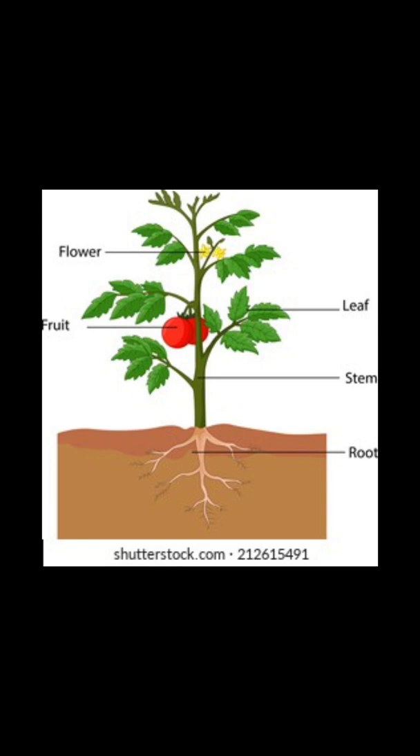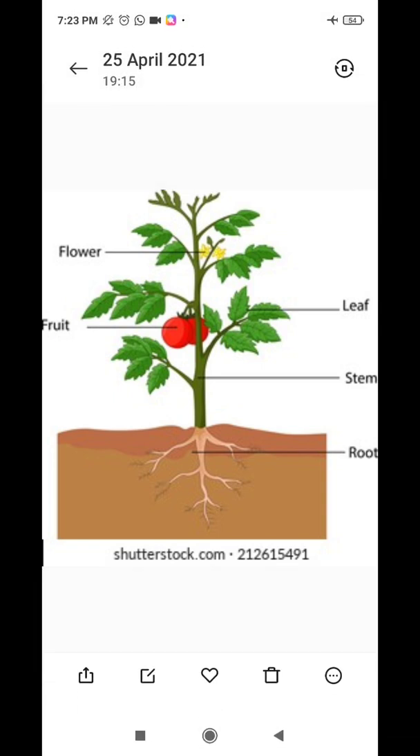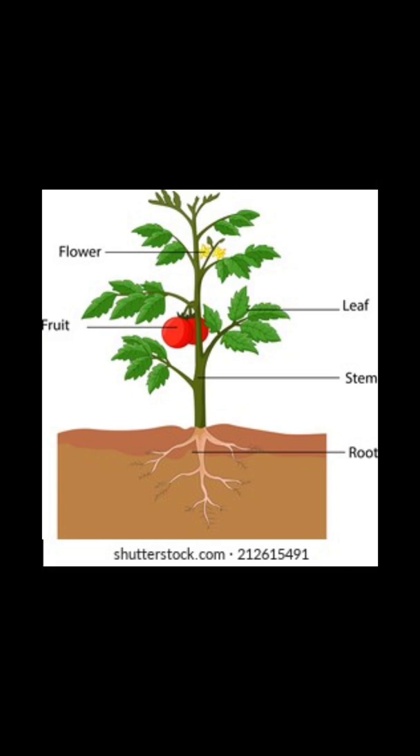And this red color part is called fruit. This is called fruit. And here the yellow portion which we can see, and you all can recognize it well. What is this? These are yellow flowers here. So this is called flower. So here we are discussing about roots, leaves, fruits, flowers, stem.